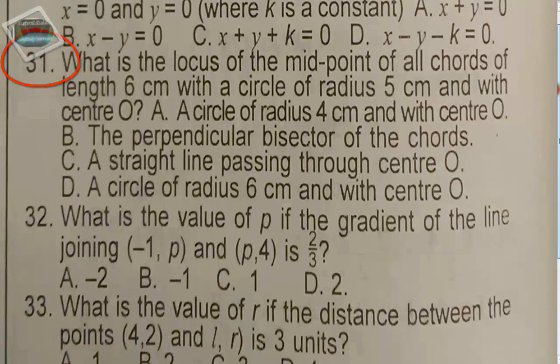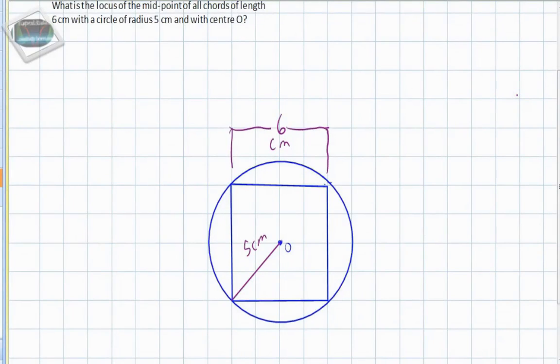Okay, so question 31 says, what is the locus of the midpoint of all chords of length 6 centimeters with a circle of radius 5 centimeters and with center O? So I've drawn us a picture, and basically what we have to imagine is these chords of length 6 centimeters. Chords are within a circle, and here are the chords that I've drawn, and they're all 6 centimeters long. Okay, we're just imagining that they're all 6 centimeters long. And then it says that the radius of the circle with center O is 5 centimeters.